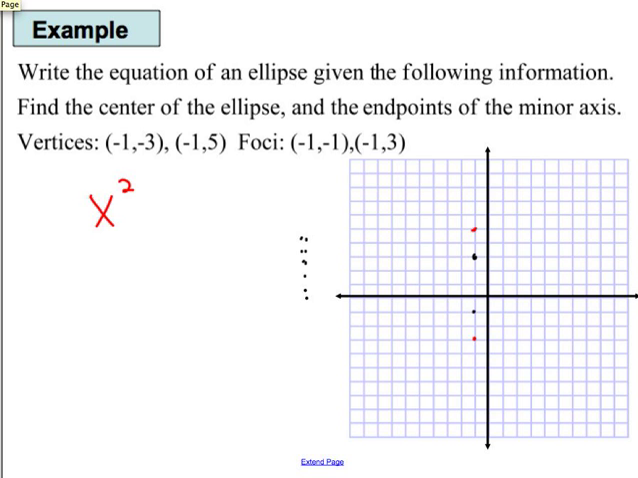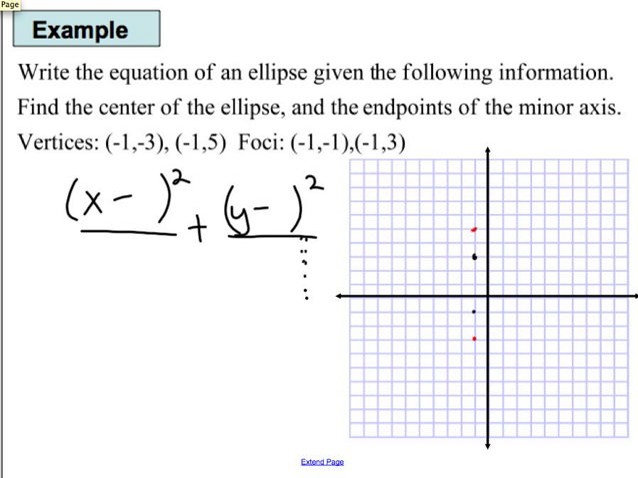Oh wait, I think I've got a shift here, so I've got to make sure I include my shift. So my rule is x minus something squared all over something, plus y minus something squared all over something else squared. So let's start with finding my center, because that's going to give me an idea. The center seems to be right here.